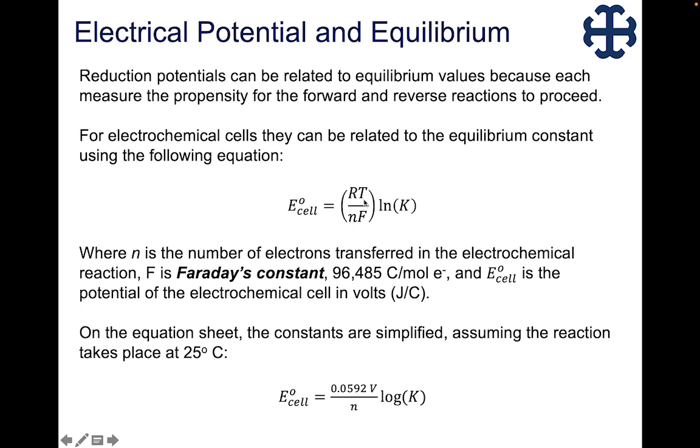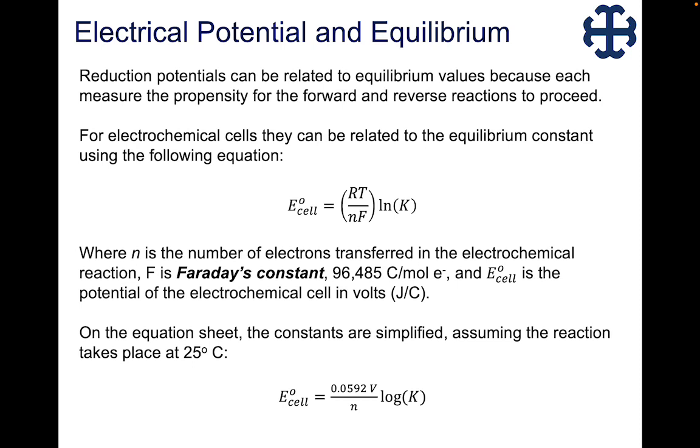Assuming that we do our electrochemical reaction at 25 degrees Celsius, which is standard conditions, then we can combine all of these constants except n into one. We can also convert our natural log to a normal log. And so this is the actual equation that you will have on your equation sheet, where our chemical potential is equal to 0.0592 volts divided by n, which is again the number of electrons transferred in our electrochemical reaction, times the log of our equilibrium constant K.